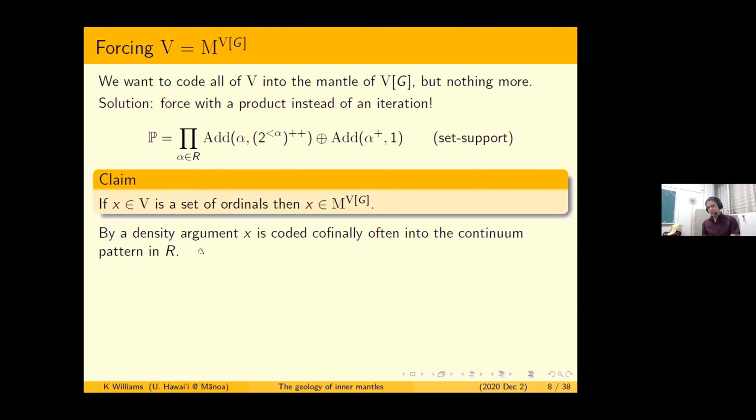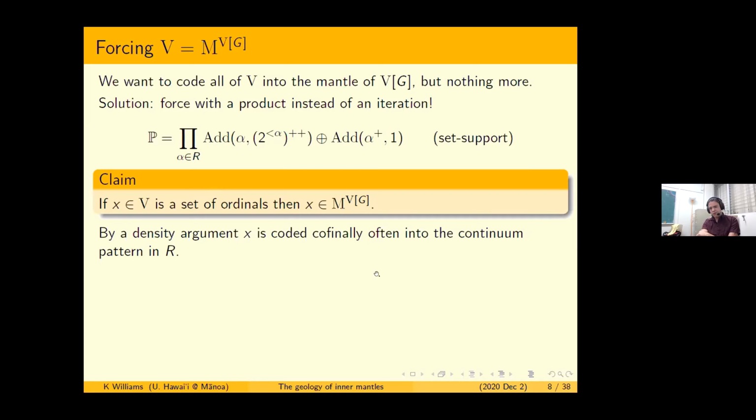Okay, and so we have to show two things now. So first is that if you take a set in V, then it's in the mantle of the extension. And this is just the same density argument. The point is everything in V is going to get coded by density into this product. Because you go out far enough and you're just like then the 0-1 pattern of whether you made GCH hold or fail, that's going to code X.